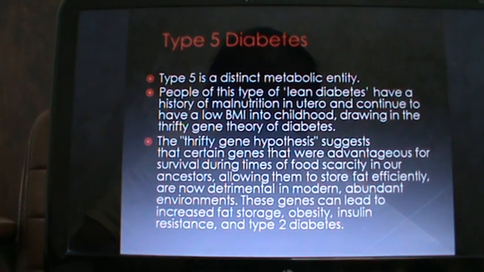the thrifty gene hypothesis suggests that certain genes that were advantageous for survival during times of food scarcity in our ancestors, allowing them to store fat efficiently, are now detrimental in modern, abundant environments. These genes can lead to increased fat storage, obesity, insulin resistance, and type 5 diabetes.